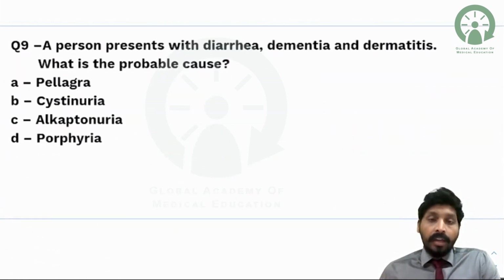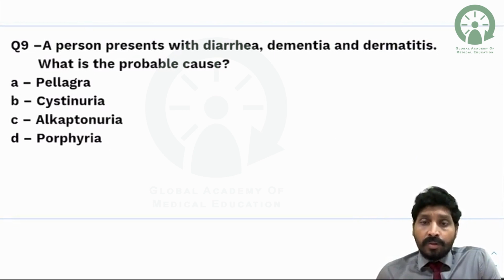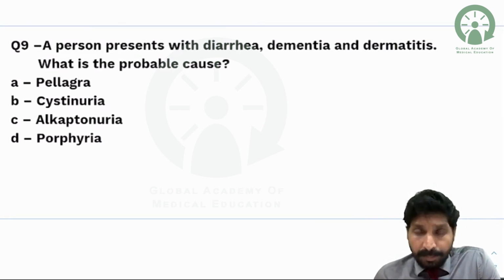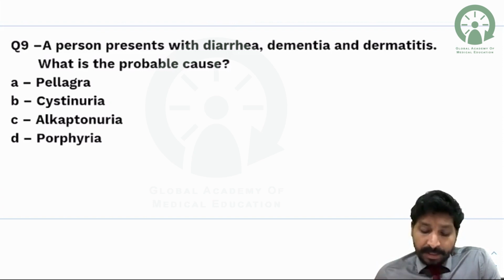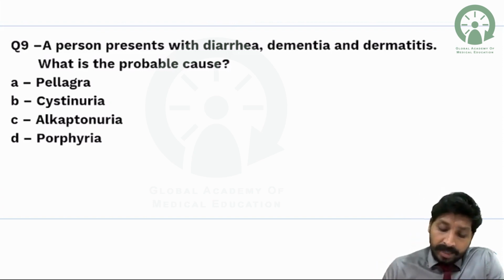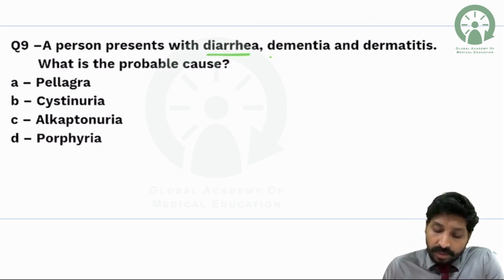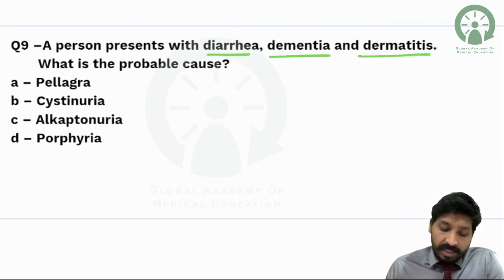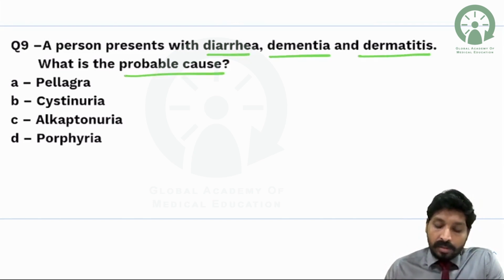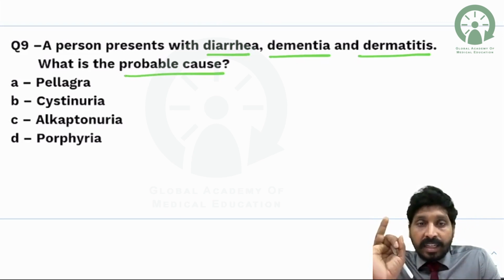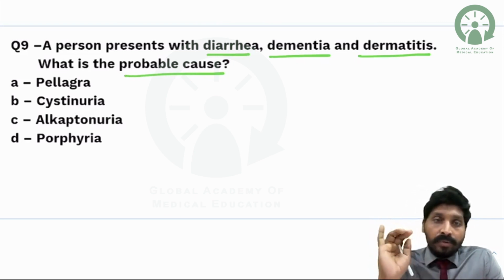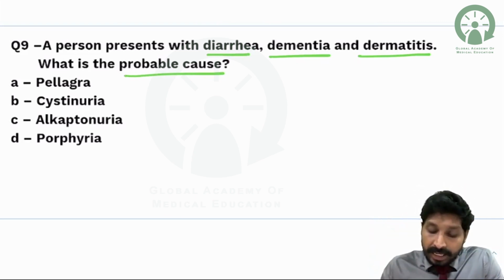So here is another repetitively tested question in competitive exams, not only in FMG, in NEET PG also. A person presents with diarrhea, dementia, and dermatitis. So you see here three characteristic features you can make out: diarrhea, dementia, dermatitis. What is the probable cause? So diarrhea, dementia, dermatitis, these three are the characteristic features of pellagra. 3 Ds. Remember, 3 Ds leads to fourth D.